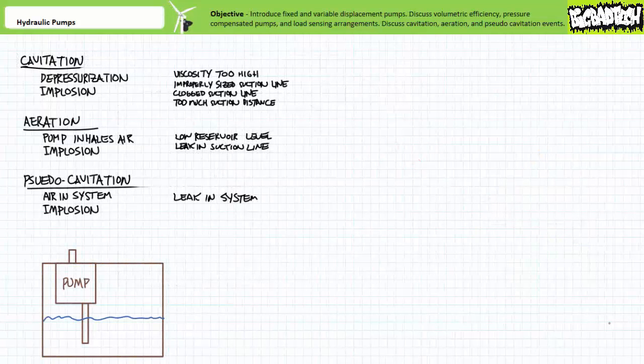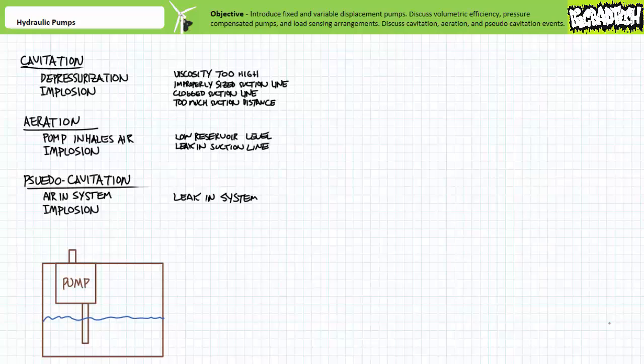Before we bring this lecture to a close, let me briefly discuss the related phenomenon of cavitation, aeration, and pseudo-cavitation. These all are undesirable events that lead to excessive wear of components, deterioration of hydraulic oil, and if recurring, can eventually damage or destroy a system.